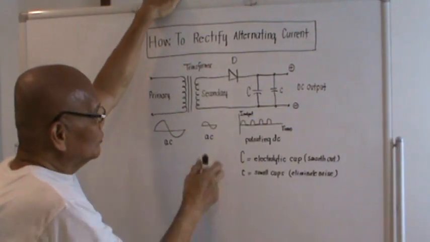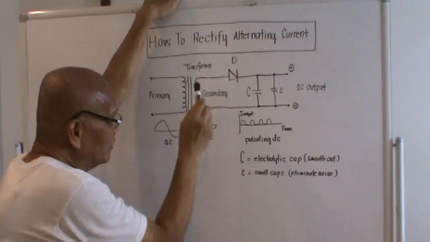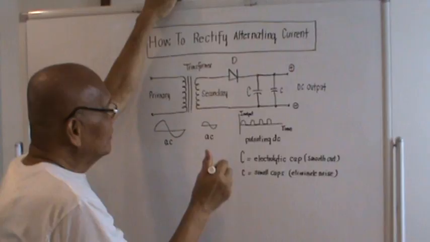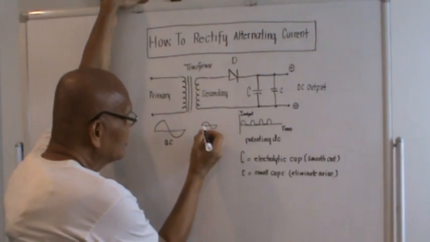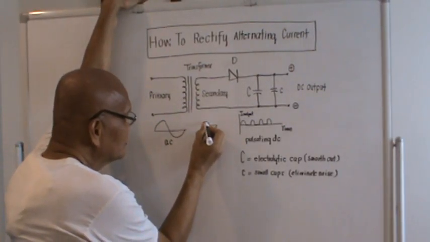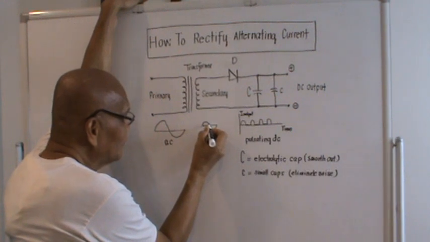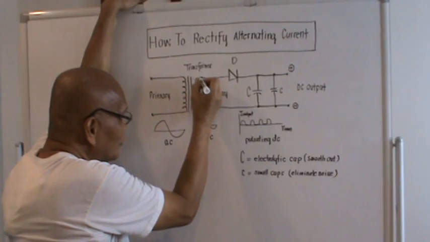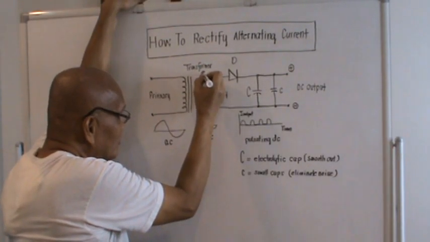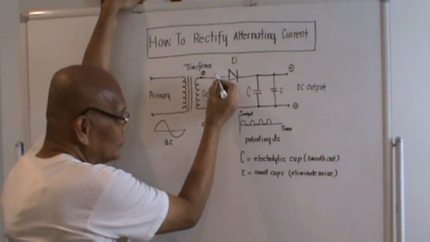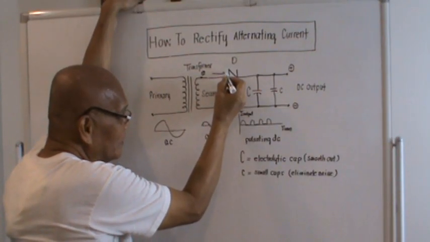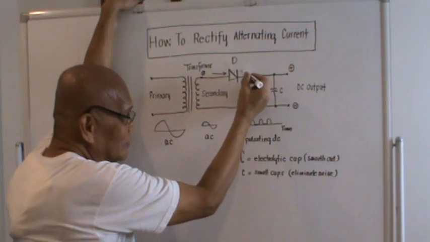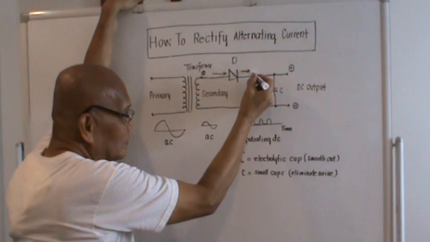Okay, to rectify the alternating current here, I just use a half wave. When this graph on the secondary side comes out, at that moment this portion here will be plus. So current will be entering here. It will pass through the diode, right?